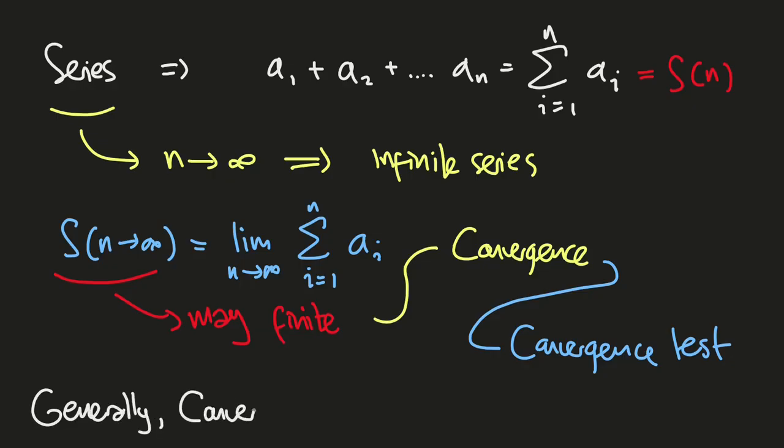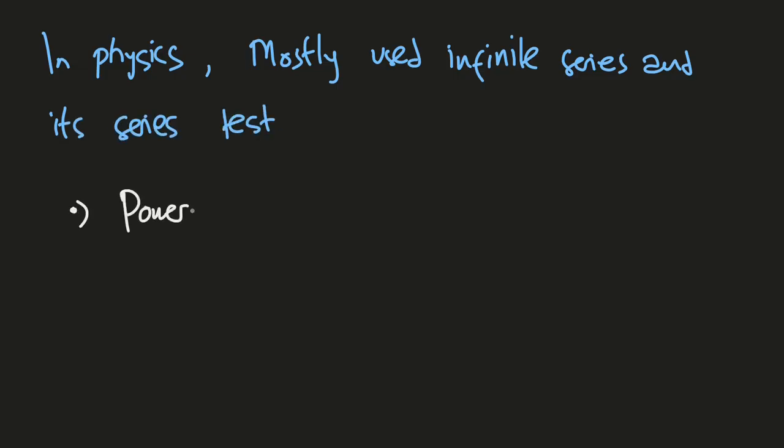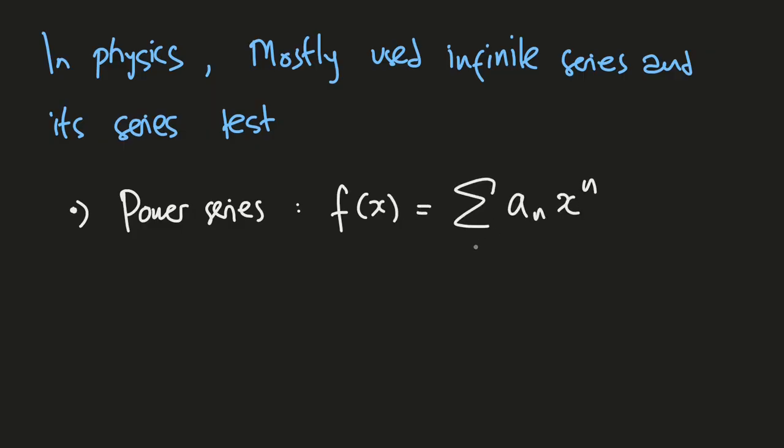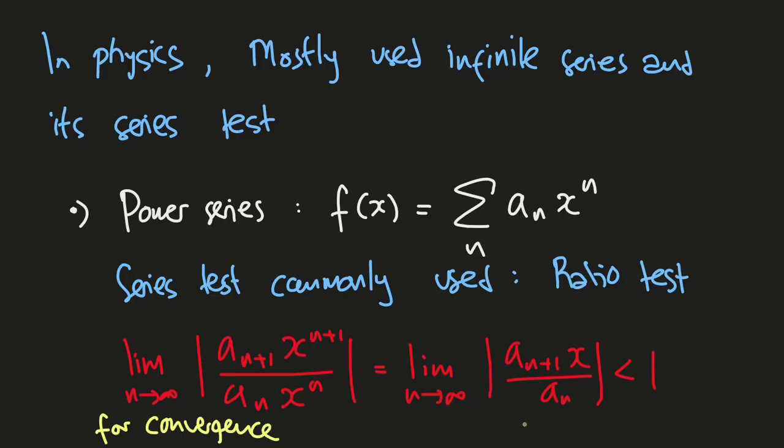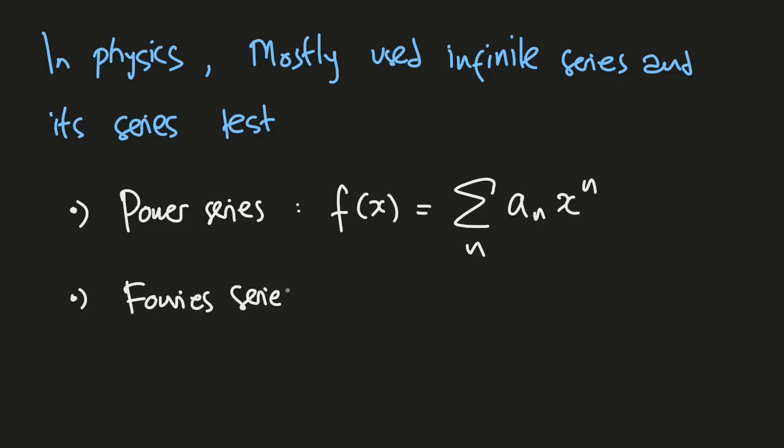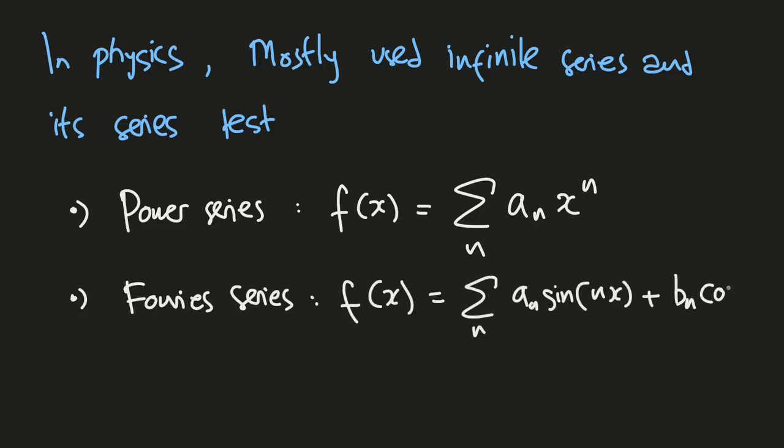Generally, convergence tests have many methods according to the series you're testing. But in physics, there are two mostly used infinite series and their convergence tests. The first one is the power series, which we denote as the summation of an multiplied by x to the power n. The convergence test commonly used is the ratio test, like this, with the inequality less than 1 to show whether the series converges or not. The next one is the Fourier series, denoted as this, which is about sin and cos or periodic functions, where the convergence test is chosen by yourself.